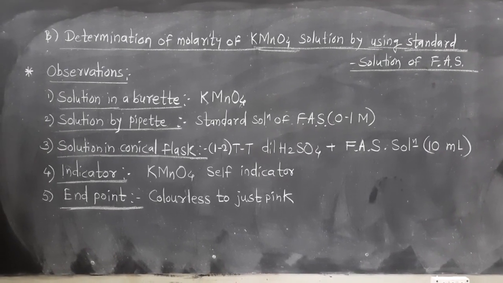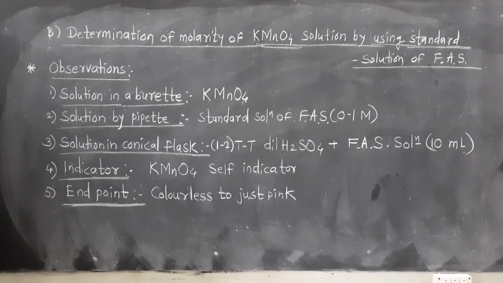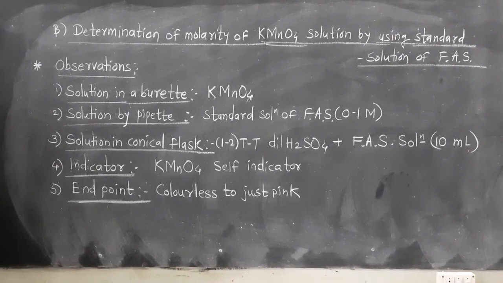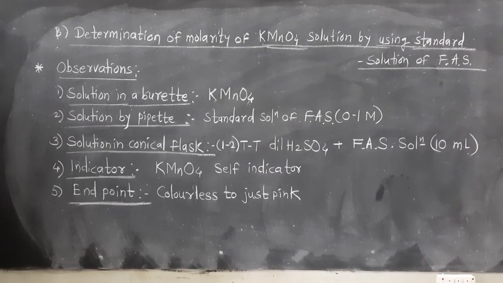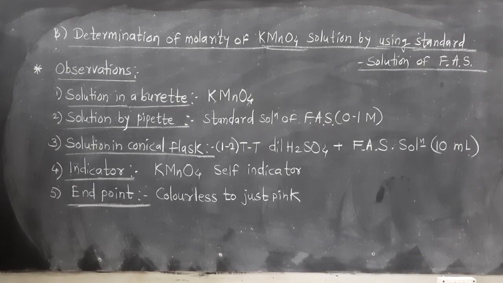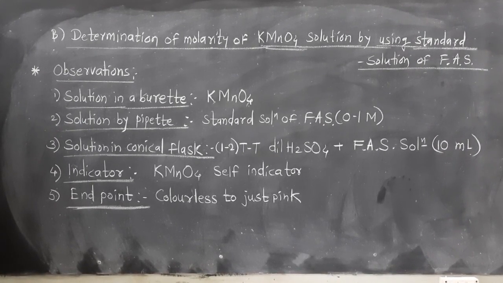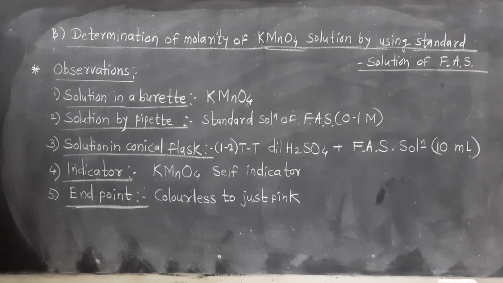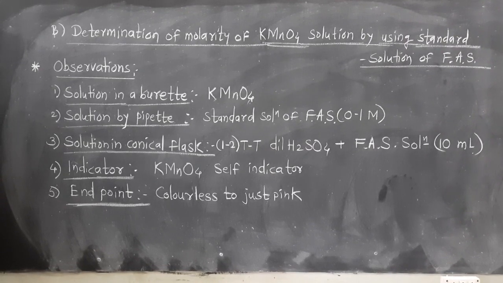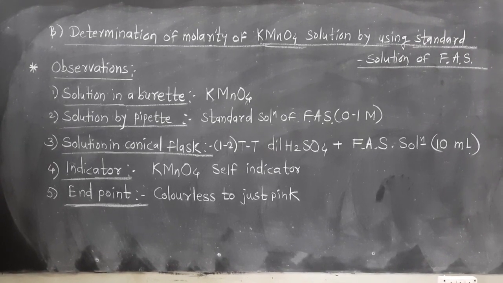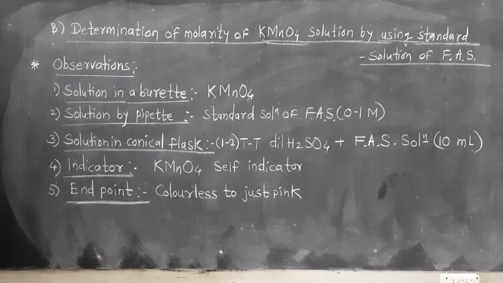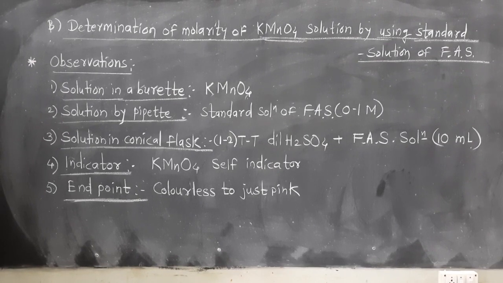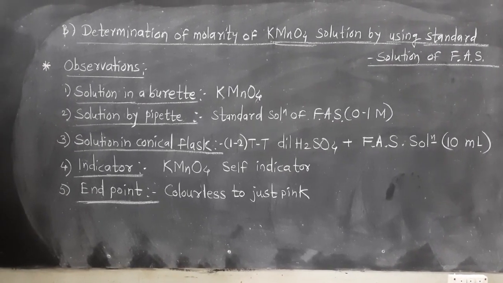Third observation, solution in conical flask: 1 to 2 test tubes of dilute sulfuric acid and FAS solution 10 ml. Fourth observation, indicator. KMnO4 is a self-indicator, so no need of indicator, it itself acts as an indicator. Fifth observation, end point. For this titration reaction, end point is colorless to just pink.